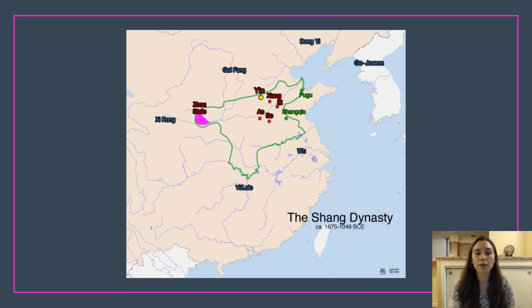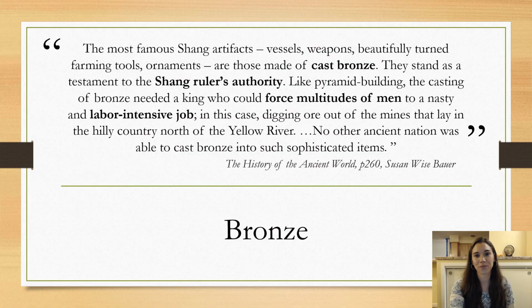Here are the 5 capitals. You can see them in red, and then the yellow dot is where the capital finally rested, I guess. And then the green area is the Shang Dynasty. Now we're going to talk about bronze.